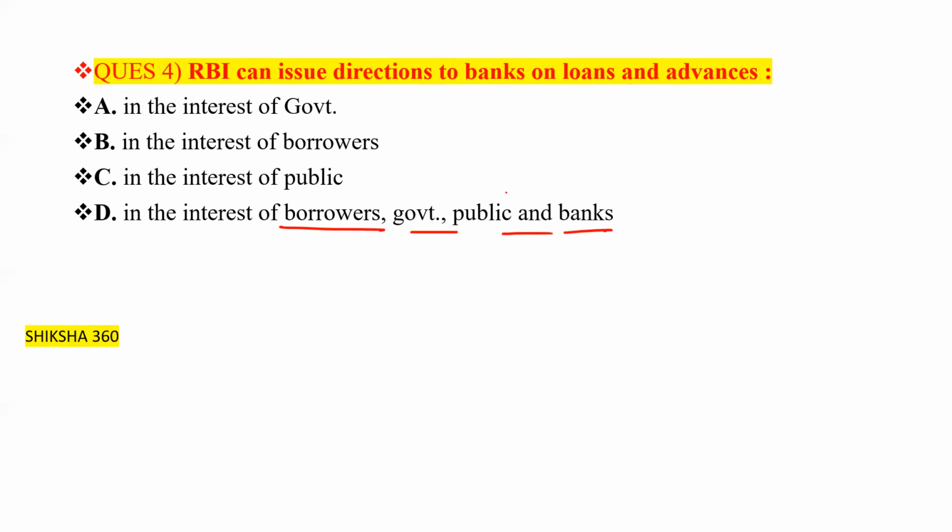So what is the correct answer? RBI can issue directions to banks on loans and advances. In the interest of government, no. In the interest of borrowers, no. In the interest of the public, yes, this is the correct answer. So option C is the correct answer. Now move to the next question.